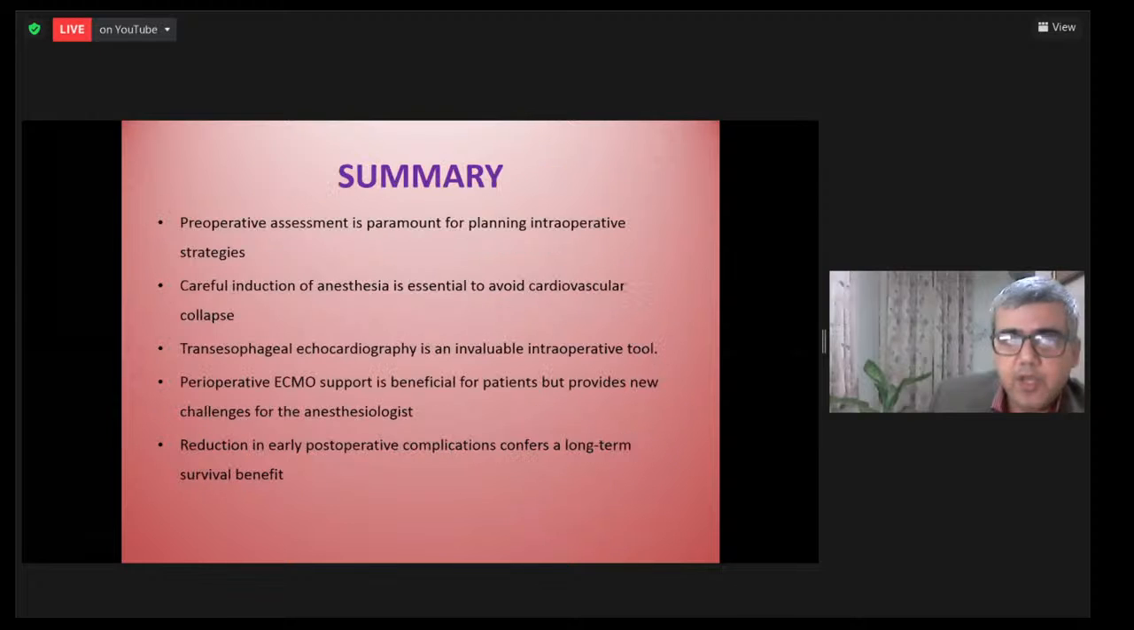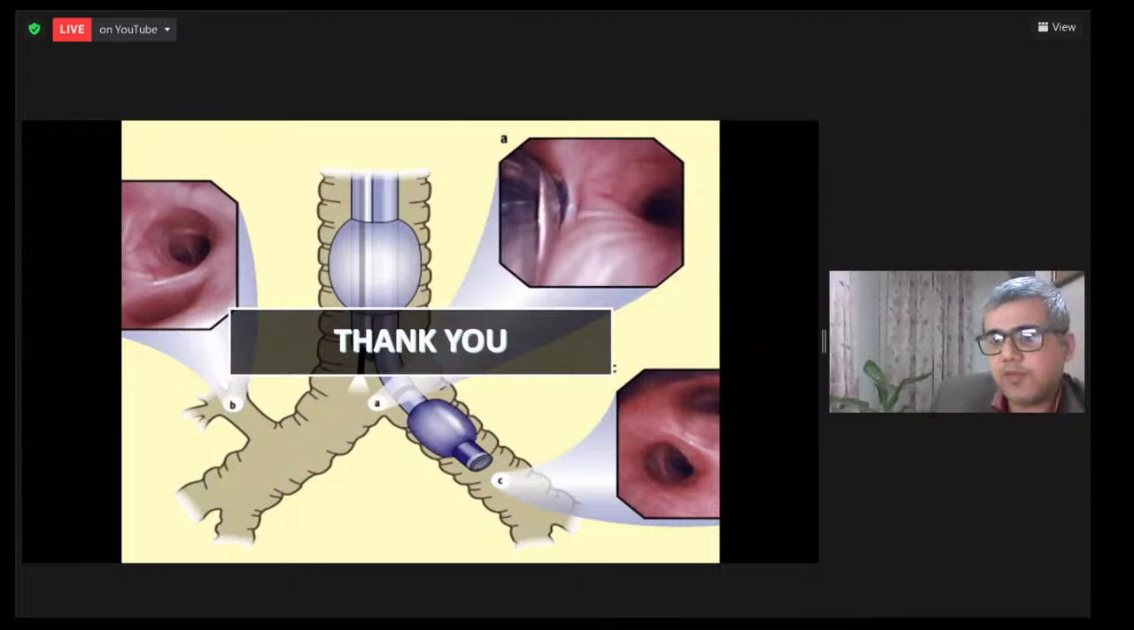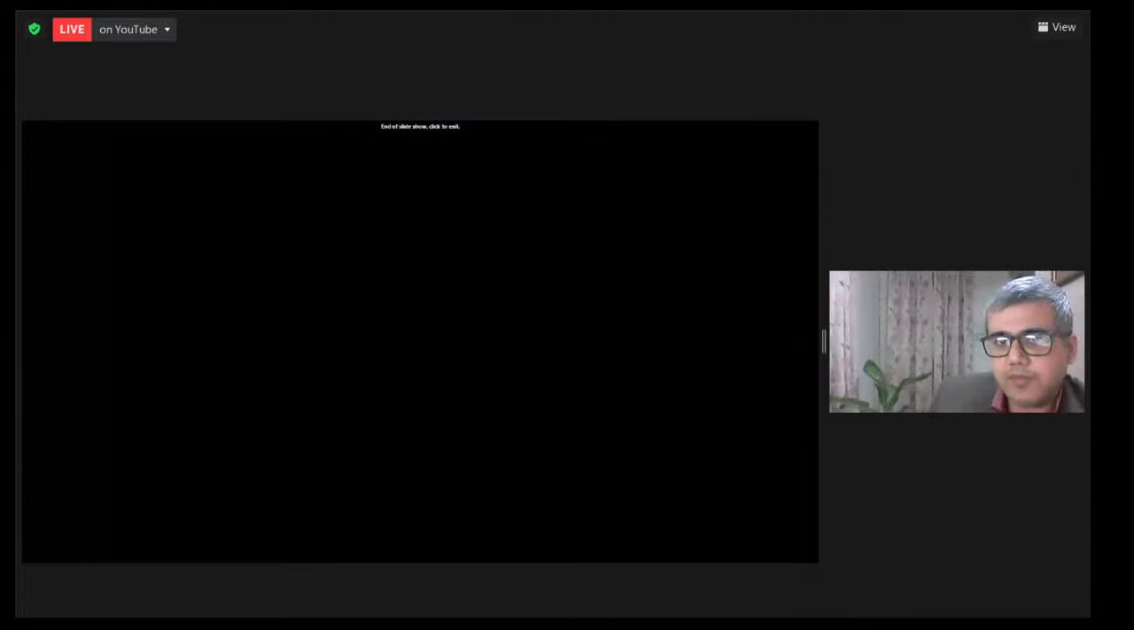To summarize, pre-operative assessment is paramount for planning intraoperative strategies during lung transplant. Careful anesthesia induction is essential to avoid cardiovascular collapse. TEE is an invaluable intraoperative tool, and perioperative ECMO support is beneficial for patients, and reduction in early post-operative complications confers a long-term survival benefit. Thank you.